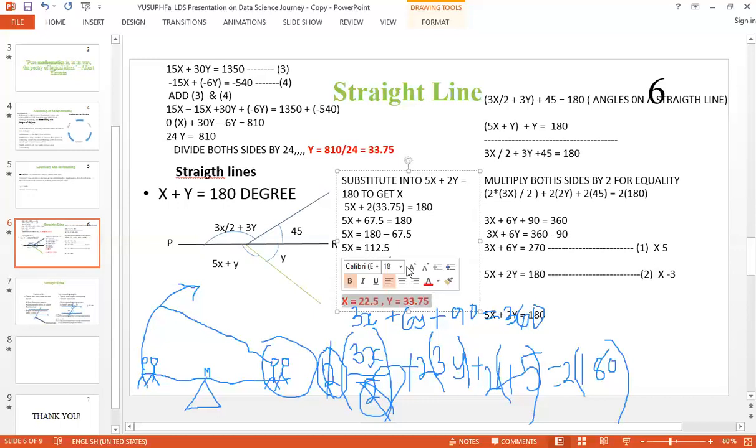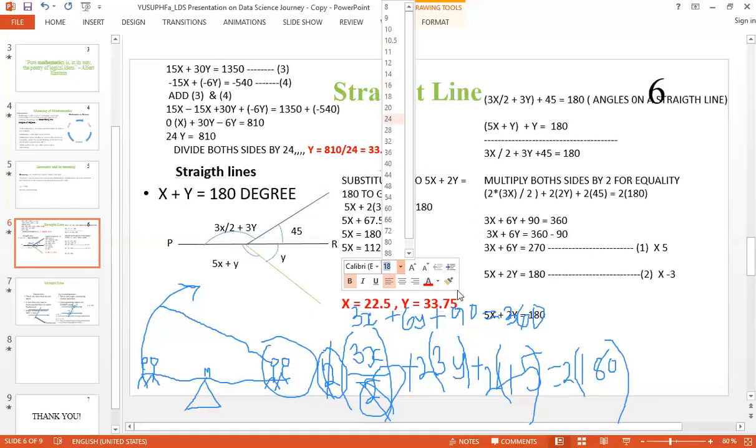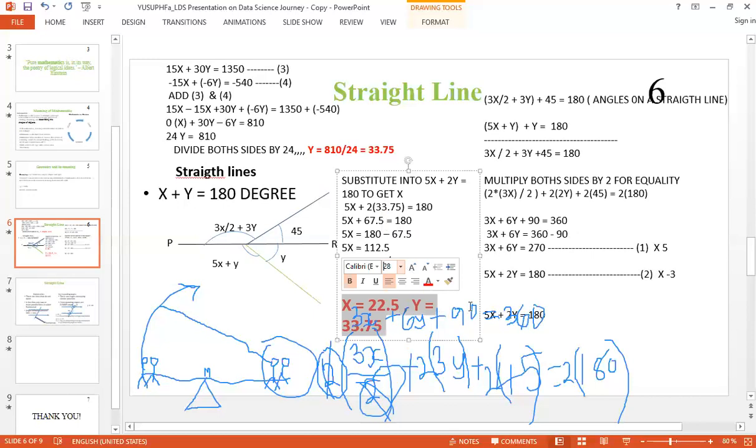So you know what you're going to do now? Try and substitute these values into this place. This 22.5, put it in 3x plus 3y. The value of x and the value of y into this place. Then you must get 45. For the other one, 180, the same thing. Put it in this place. You must get 180.